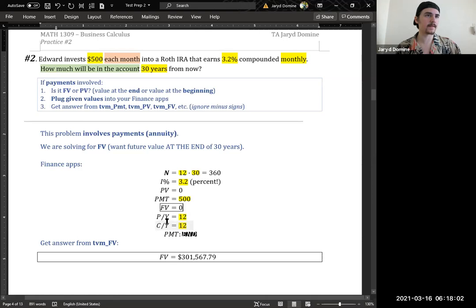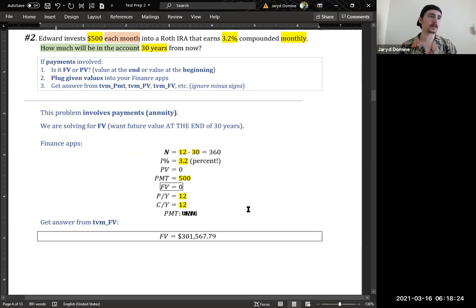PY and CY. I forget what those specifically stand for. I think it means compoundings per year on the second one. Essentially, they mean the same thing. It's just your M that you have for compound problems. It's the number of times it's compounding a year. So in this case, it's 12. Once you plug all this stuff in, just leave this last option as it is by default, END. Payment is at the end of the period.